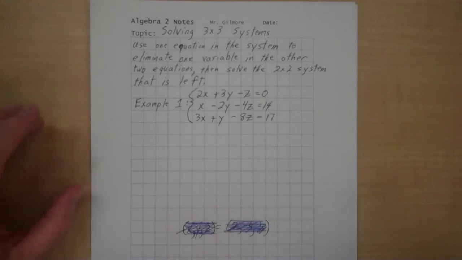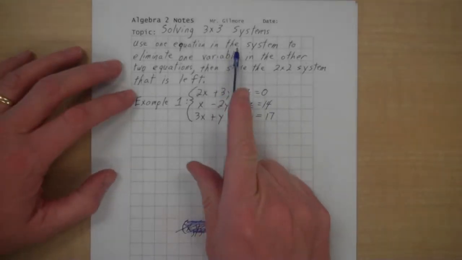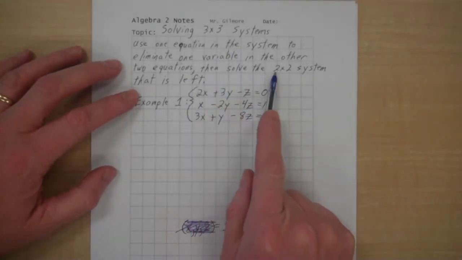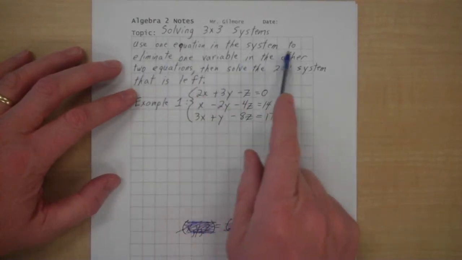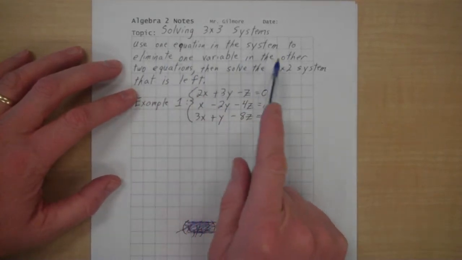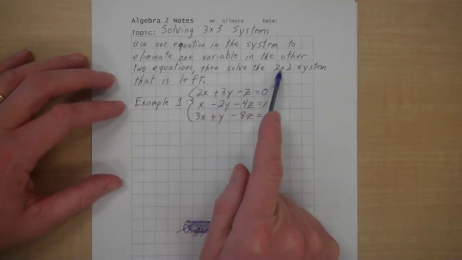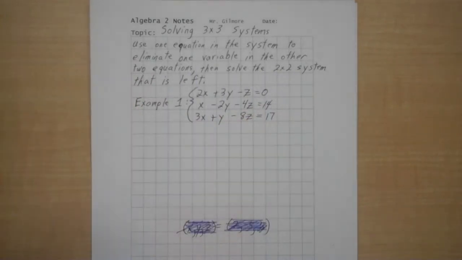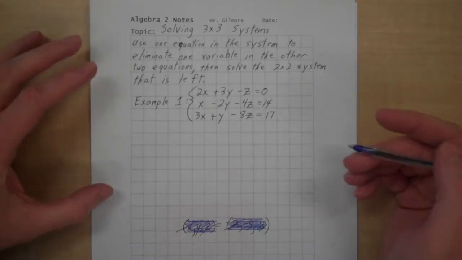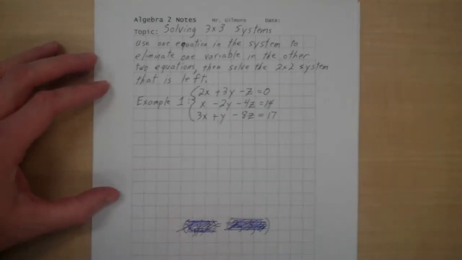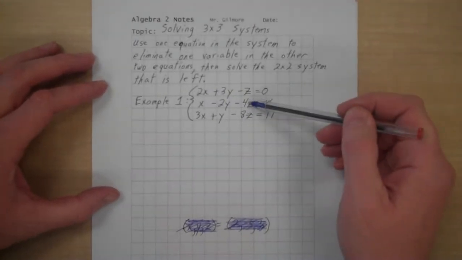What we're going to do is solve 3 by 3 systems, and our goal is to get it into a 2 by 2 system. You use one equation in the system to eliminate one variable in the other two equations. Then solve the 2 by 2 system that is left, and then you go back and get your third variable after that.